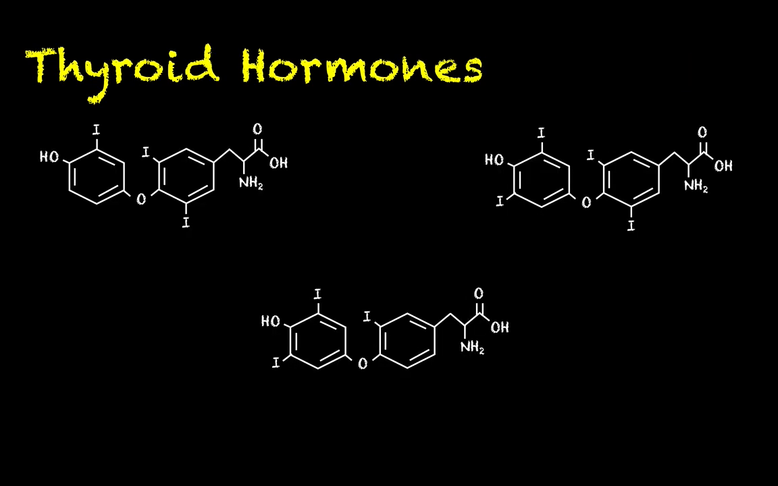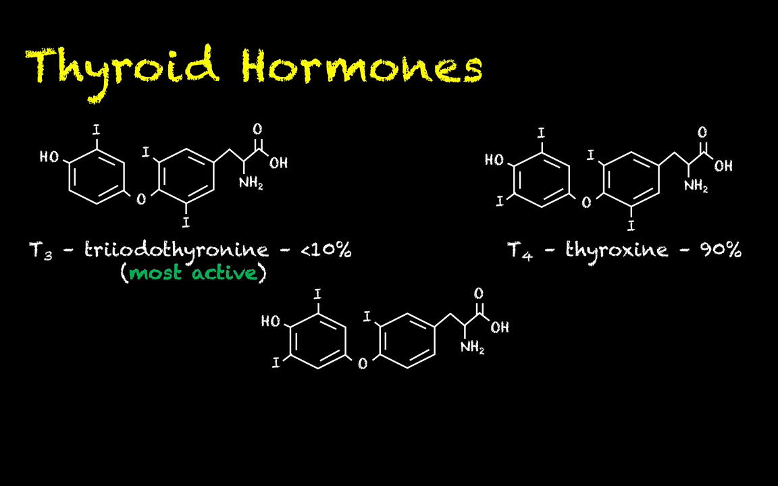So if we take a quick look at the structural formulas for the different thyroid hormones, T3, or triiodothyronine, makes up slightly less than 10% of all thyroid hormone produced by the thyroid, but it is by far the most biologically active of the thyroid hormones.